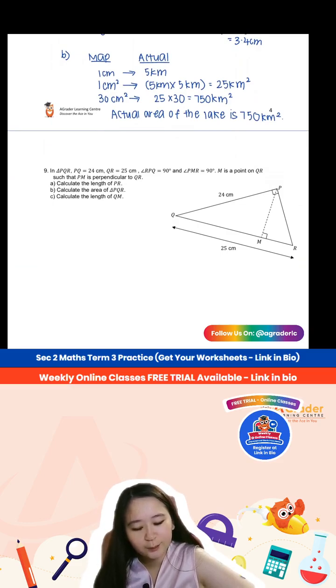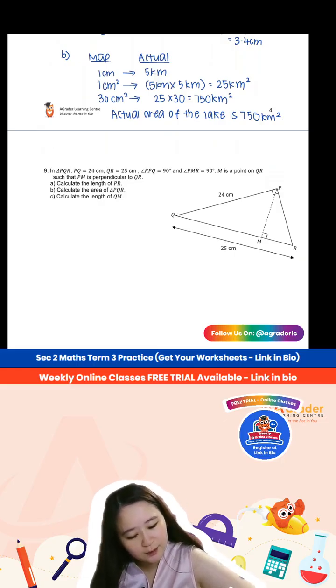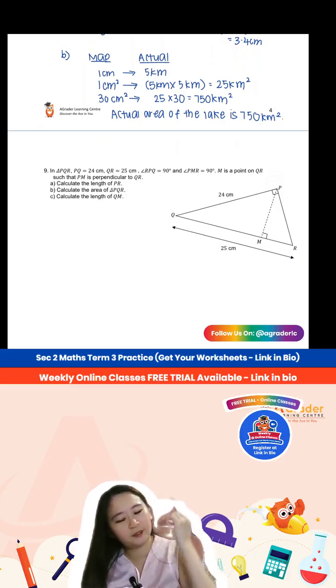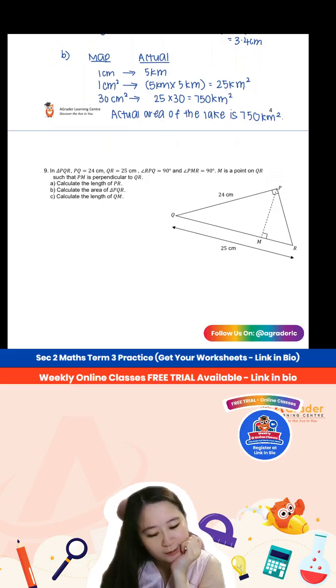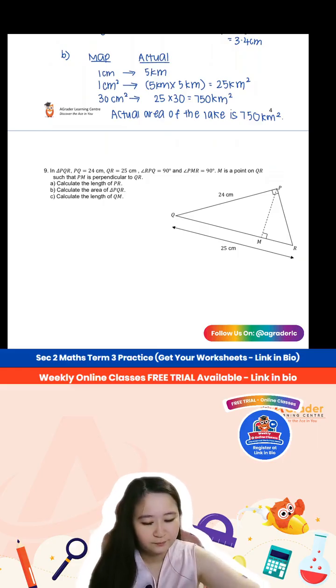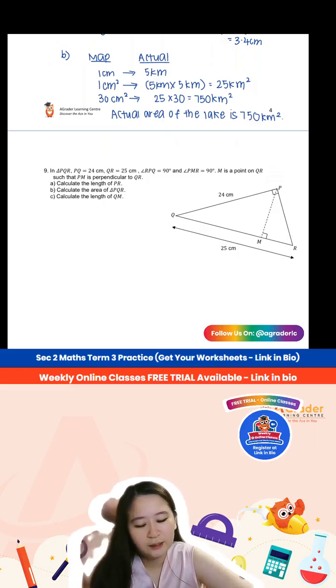Now, triangle PQR. PQ is 24 cm, QR is 25 cm, and angle QPR is 90 degrees. Angle PMR is also 90 degrees, and M is a point on QR such that PM is perpendicular to QR. Calculate the length PR.